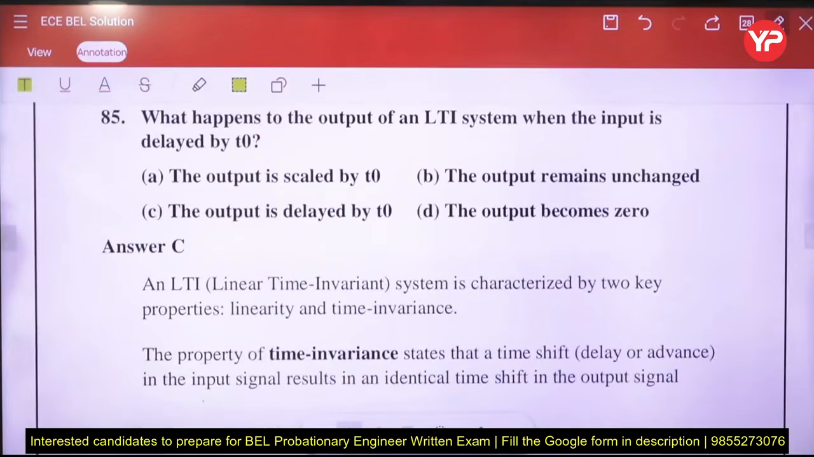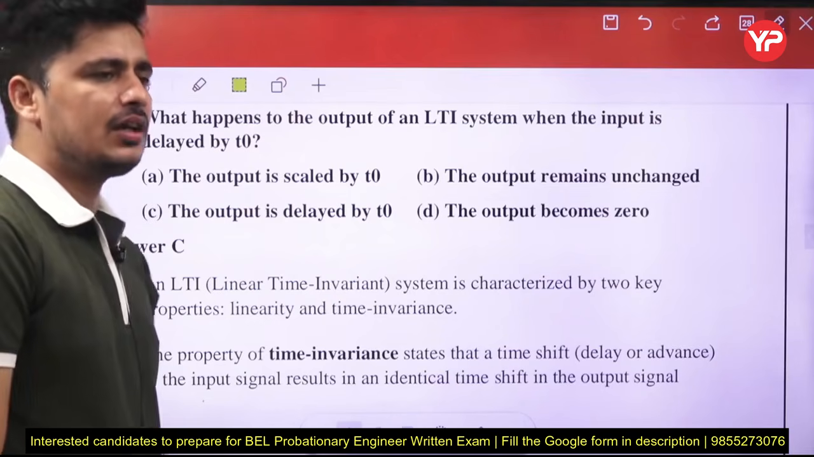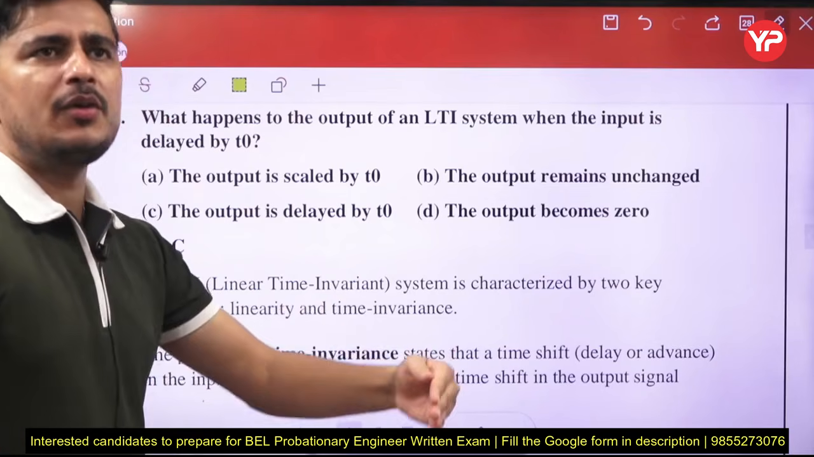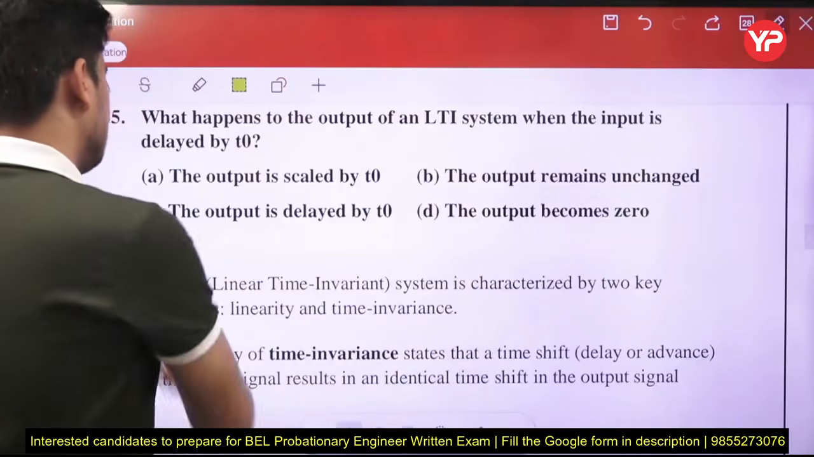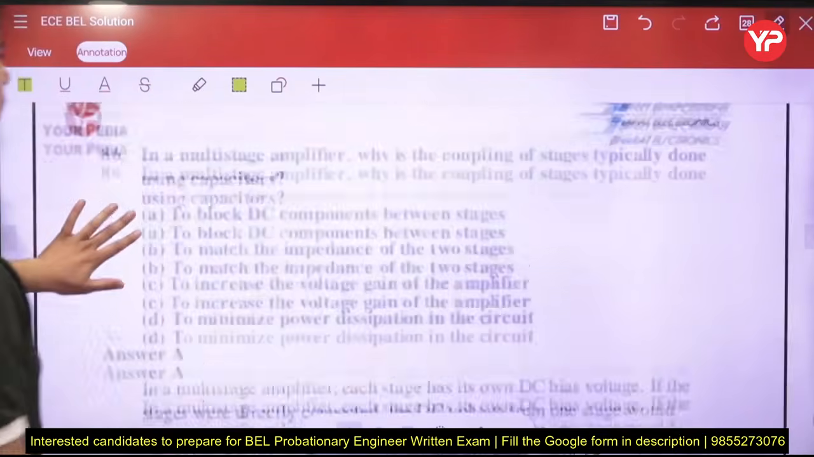What happens to the output of an LTI system when the input is delayed by t naught? So if your LTI system is linear time invariant, it means it will not be varying with time. If you delay the input, the same amount of delay will be reflected at your output. So output will be delayed by t naught.